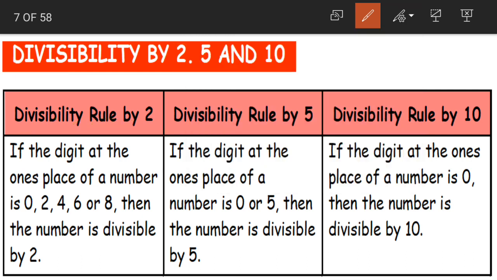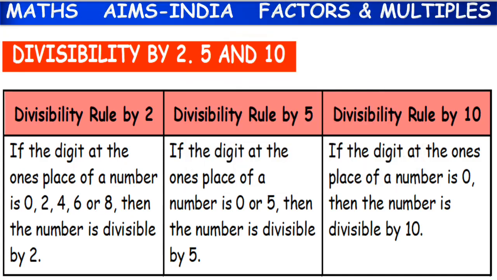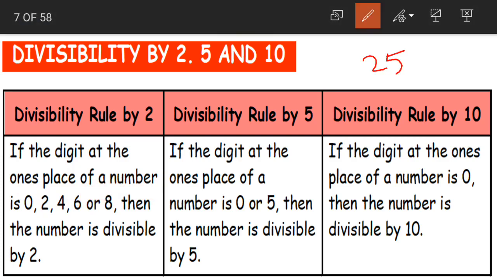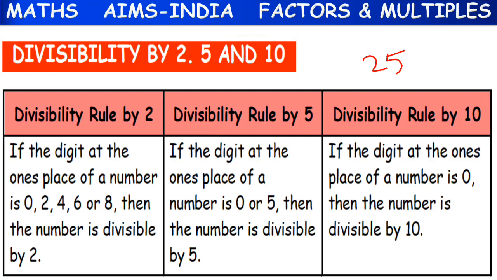Now let us see how to find out. Divisibility rule by 2. If the digit at the ones place of a number is 0, 2, 4, 6 or 8, then the number is divisible by 2. What are they saying children? If the digit at the ones place of a number, let us take 25 for example. What number? 25. The digit at the ones place. What do we have at the ones place here? 5. Is it 0, 2, 4, 6 or 8?